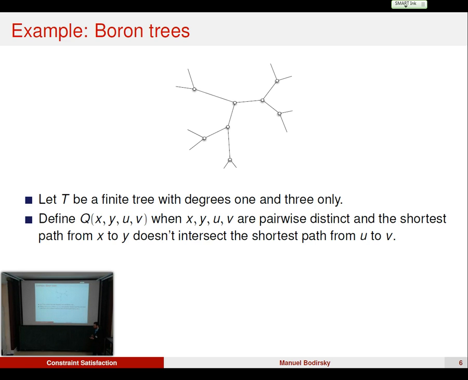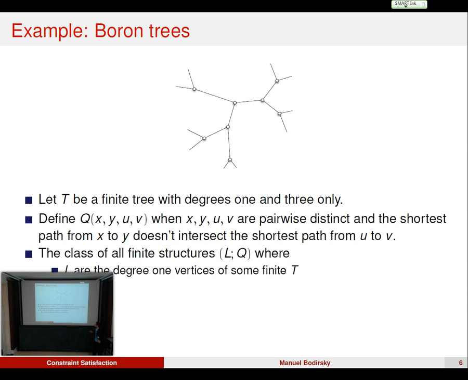Now, there's a different way to represent those trees. You can use a 4-ary relation. I want this relation to hold on x, y, u, v if the shortest path from x to y does not intersect the shortest path from u to v. Now I'm looking at finite structures where the domain is just the vertices of degree 1, not the internal vertices. And I put this relation on them just as I described. And you can, again, verify that this will give a Fraïssé class.